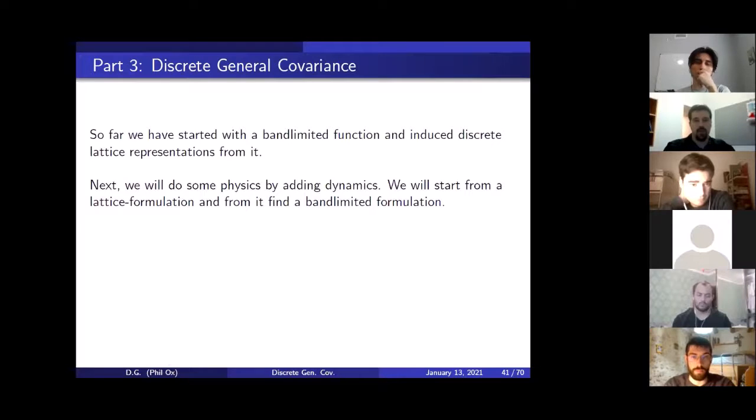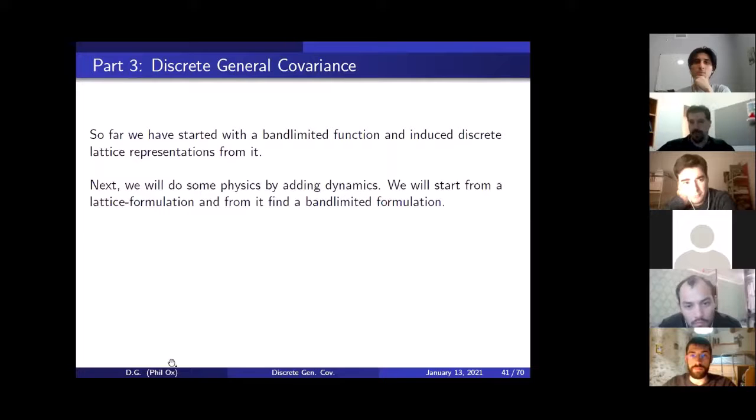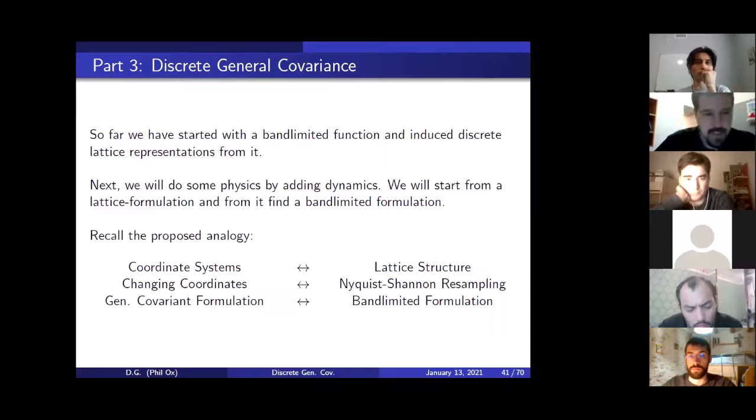So what we've done so far is we started with a band limited function and we induced different discrete representations of it. But now let's add physics by adding in some dynamics, and we're going to reverse the picture. We're going to start with a lattice formulation and then build from it a band limited formulation. So let's pretend momentarily that we take our lattice formulations of our theories very seriously, and we believe that they are the fundamental thing. And then let's see if we can dissuade ourselves from believing that, basically.